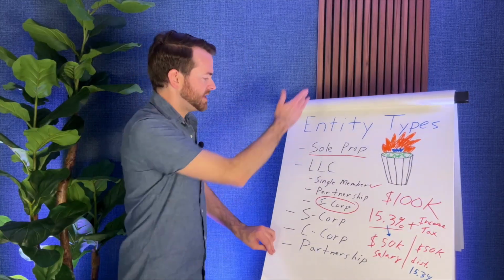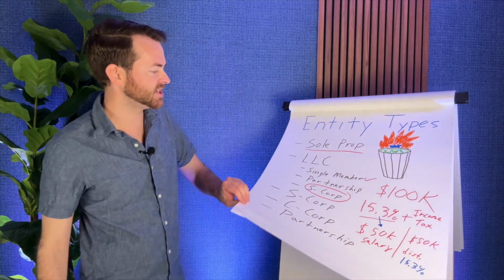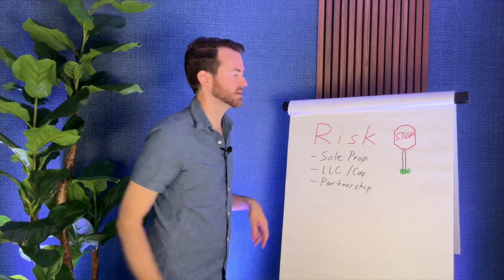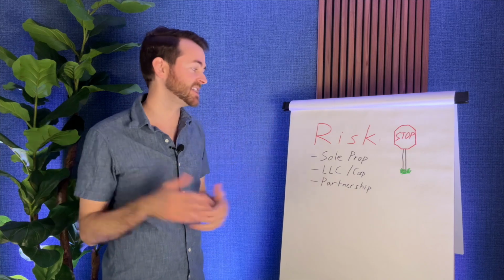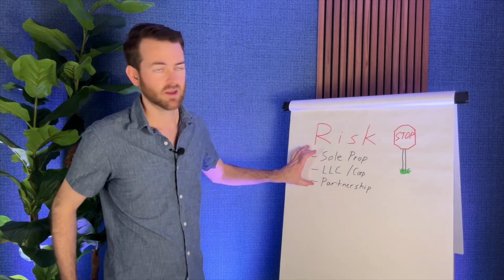All right, so these are the entity types. The next thing I wanna talk about, in addition to tax differentiation and tax savings, is this concept of risk, okay? Once again, these are the main entity structures that I see. These two right here, I mentioned it before, these are bad news, and here's why.